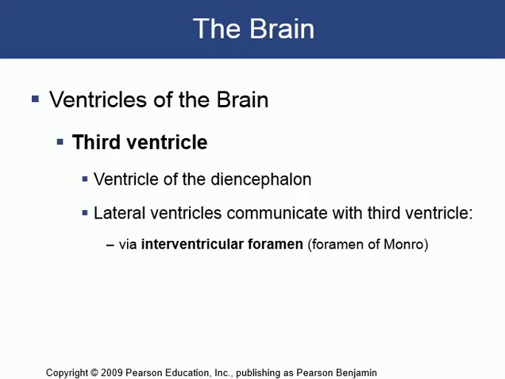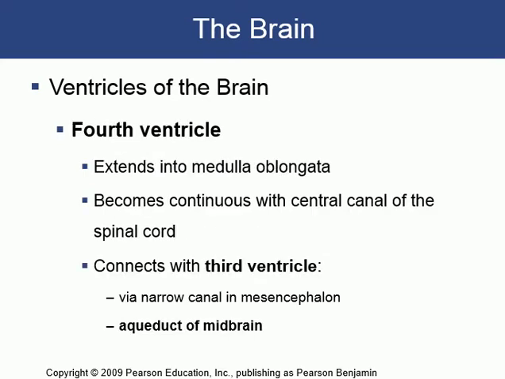The lateral ventricles are communicating with the third through interventricular foramen of Monro. Interventricular foramen or foramen of Monro. And this is the fourth, which is the next one. And the fourth is inside the medulla. So this, inside the medulla, this was inside the Diencephalon, and this was inside the brain itself, the cerebrum.